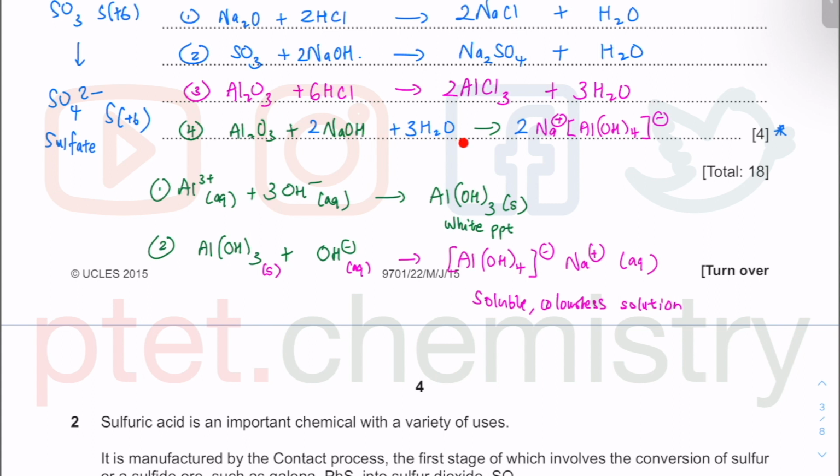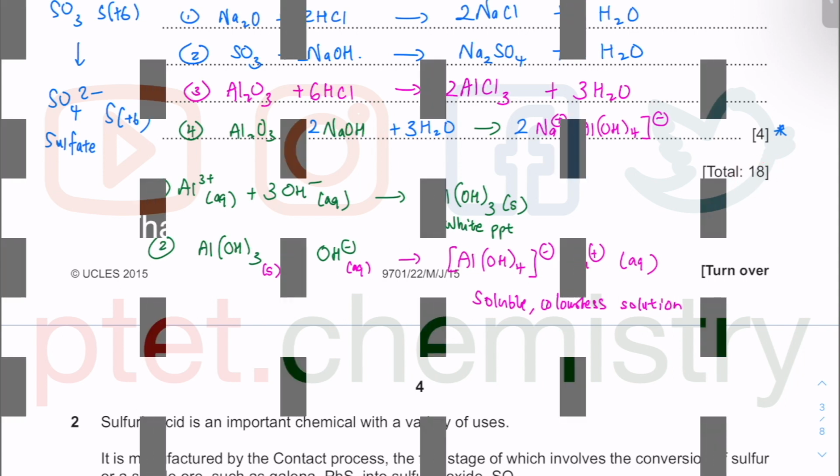Now let's check the oxygen. 3 oxygen plus 2 oxygen is 5 oxygen, plus another 3 oxygen, you get 8 oxygen, and you have 8 hydrogen. That matches this soluble complex, we call it. Okay, so this product on the right hand side is basically this colorless solution, the active ions present in this colorless solution as the white precipitate dissolves in excess NaOH. That's the end of that 80 mark inorganic chemistry question there.